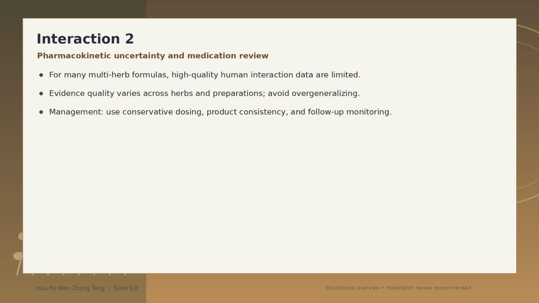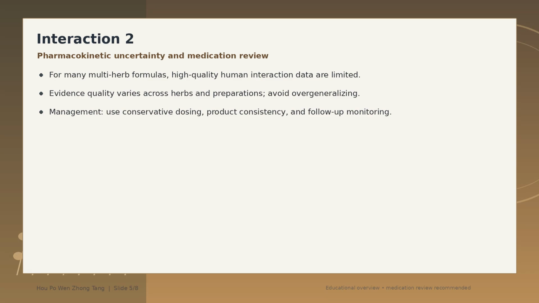The second interaction focuses on pharmacokinetic uncertainty and medication review. For many multi-herb formulas, high-quality human interaction data are limited. Laboratory findings on cytochrome P450 enzymes or transporters do not always translate directly into a clinical effect. The correct response to uncertainty is not to assume zero interaction. It is to review the complete medication list, use reputable products, avoid unnecessary polypharmacy, and monitor clinical endpoints that matter.